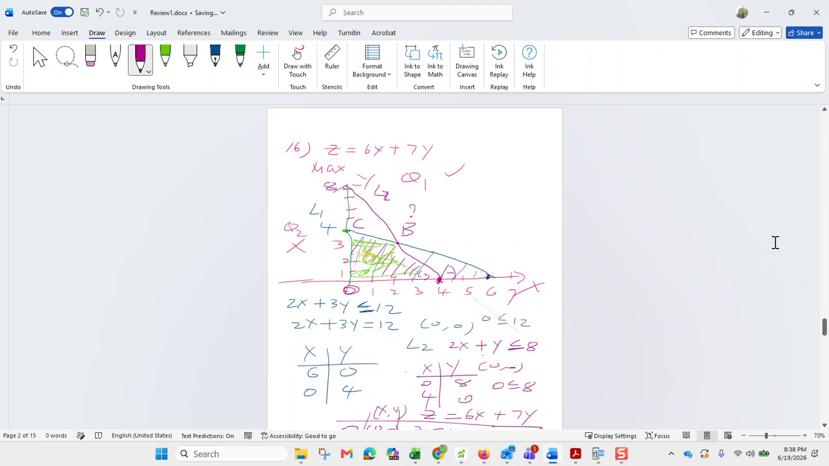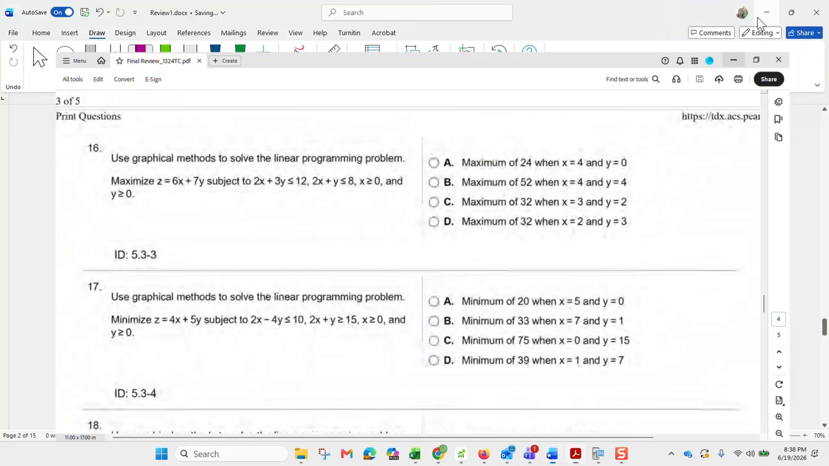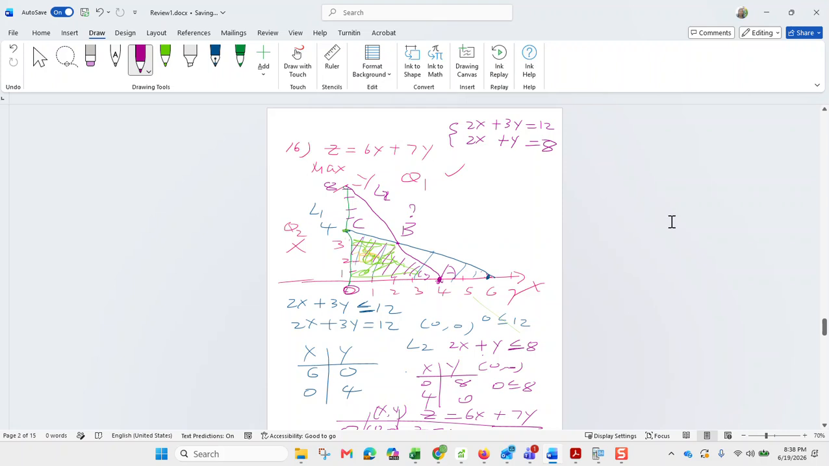Okay, so what are the 2 lines? One line is 2x plus 3y equal to 12. So that's your line 1. Your line 2 here is 2x plus y equal to 8. All right, so you need to solve these 2 for the intersection point B. Since I got 2x in both, if you want to use a matrix, using a matrix will be fun.